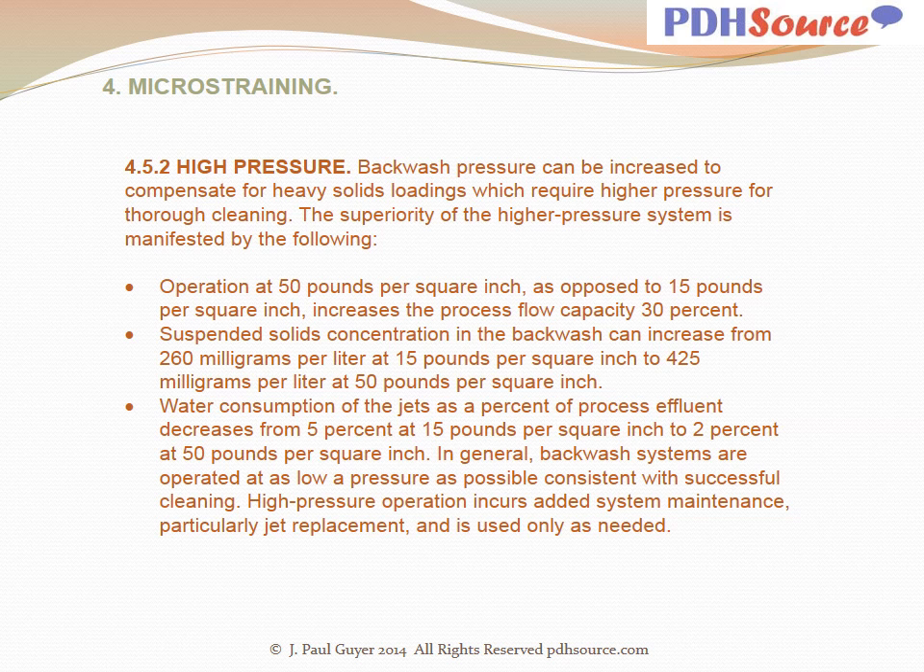Water consumption of the jets as a percent of process effluent decreases from 5% at 15 pounds per square inch to 2% at 50 pounds per square inch. In general, backwash systems are operated at as low a pressure as possible, consistent with successful cleaning. High pressure operation incurs added system maintenance, particularly jet replacement, and is used only as needed.